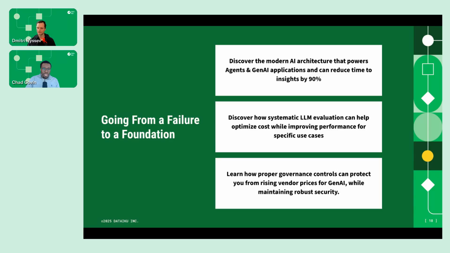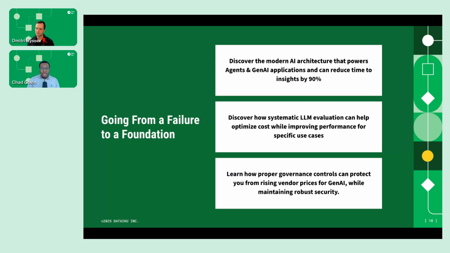So we covered absolutely a lot of ground today by exploring those three critical factors for a modern, successful AI architecture. So I'll leave you with the three takeaways that we talked about at the top of this session. First, a modern AI architecture powers both your agents and GenAI applications while dramatically reducing your time to insights by up to 90%, as I spoke about earlier.